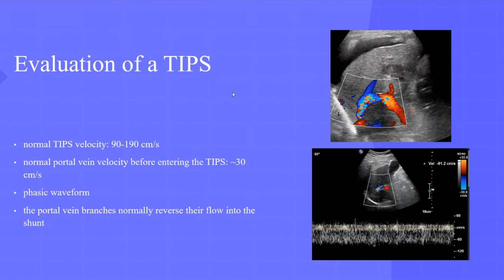So this is how we see a TIPS in 2D color. The velocity is high, so normally if you increase the scale, you will see a big aliasing. So this is the velocity. We can see it's a normal TIPS. The velocity is above 90 centimeters per second.